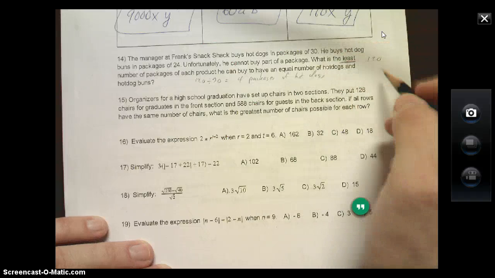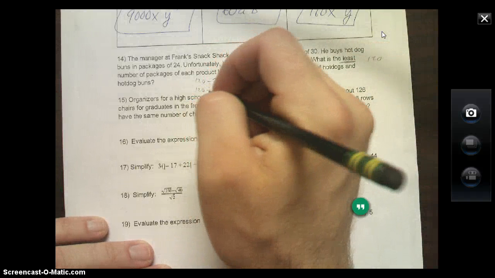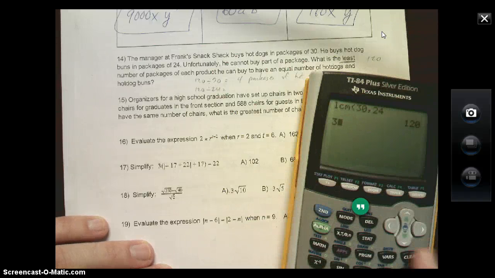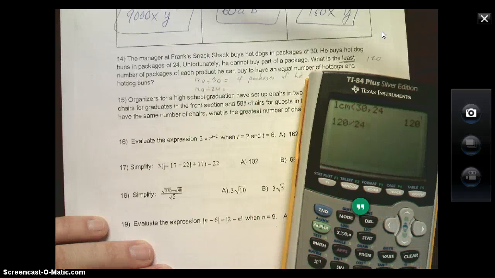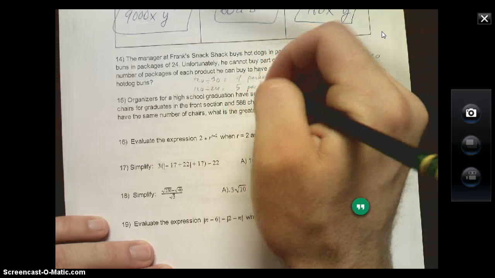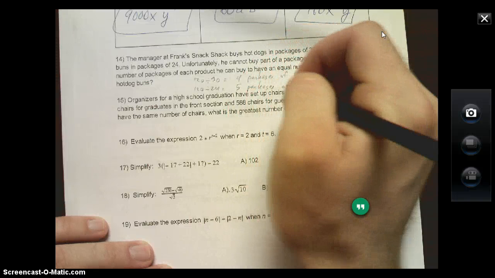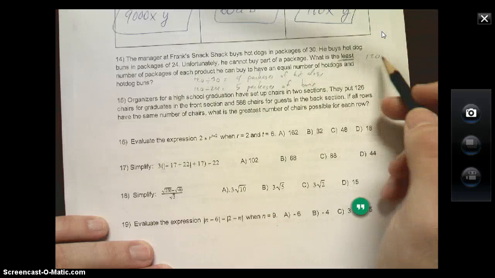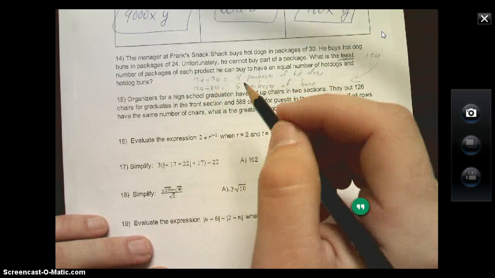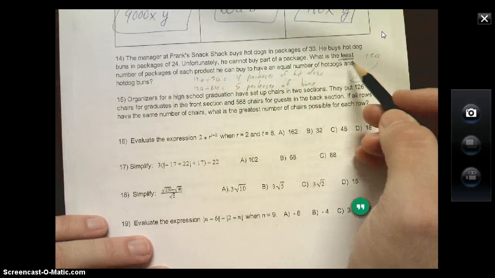Okay, we can take 120 divided by 24, which is, I'm still waking up, I apologize. 120 divided by 24, 5. 5 packages of buns. Okay, so it's kind of a two-step: first find your LCM, then put it in the context of the problem. Okay, the key word here again is least.